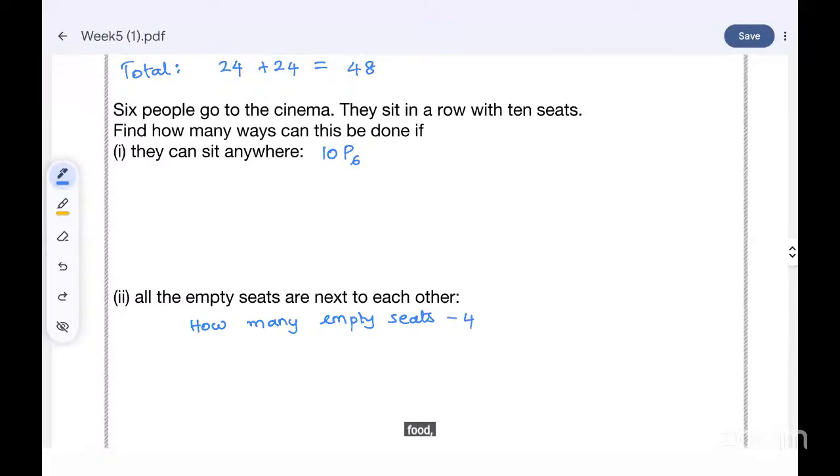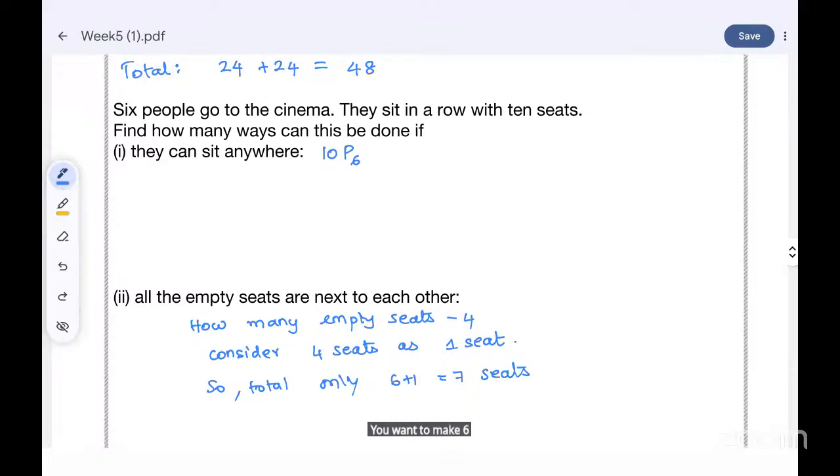So consider the 4 seats as 1 seat. So in total only 6 plus 1, 7 seats. Now in the 7 seats, you want to make 6 people sit. So how many possible ways? Now what's the answer? 7P6. That's it, right? Is this question clear for everyone?